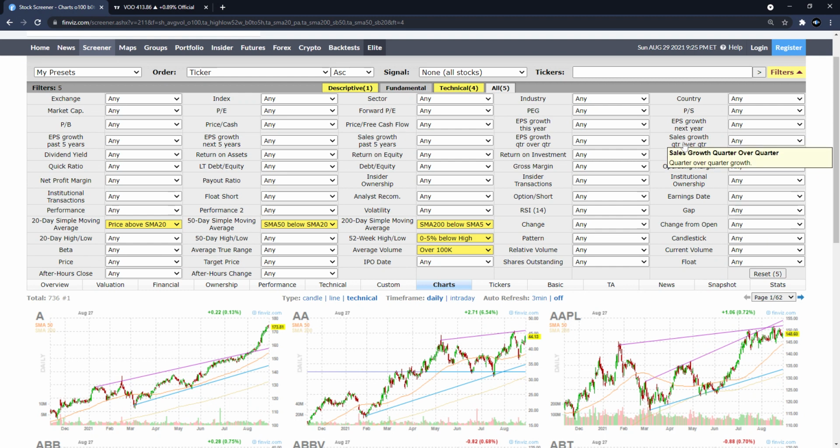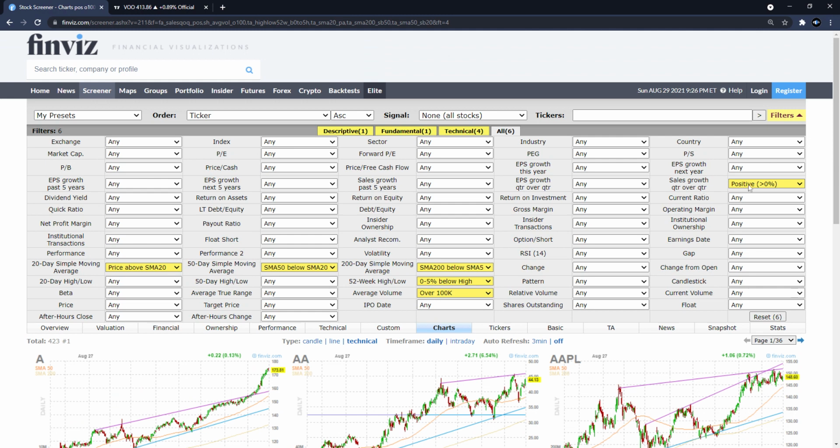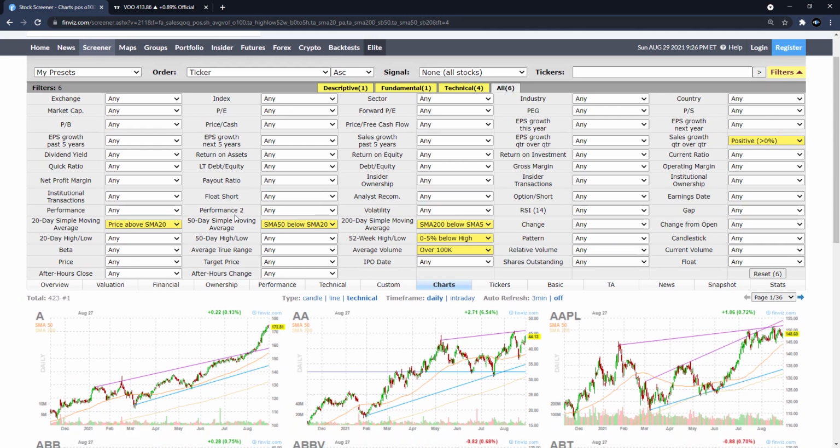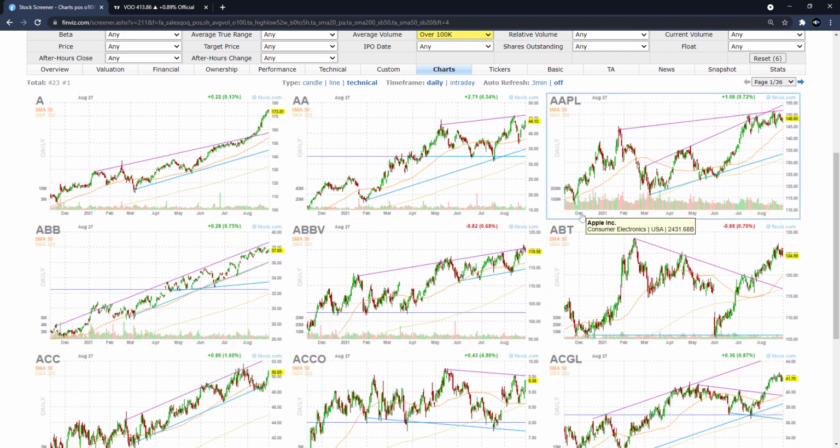The quarter over quarter growth, so what does a quarter mean? Basically a 3-month period. So it's 3 months over 3 months growth. For the company to be positive, it needs to be above 0%. So we want the quarter over quarter to be positive, and that's it. As you can see right here, we have 423 possible stocks that can move up.